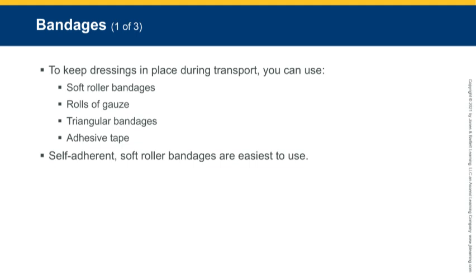Bandages help secure dressings in place during patient transport. The most commonly used bandages include soft roller bandages, gauze rolls, triangular bandages, and adhesive tape. Soft roller bandages are easy to use and provide secure coverage without restricting circulation.